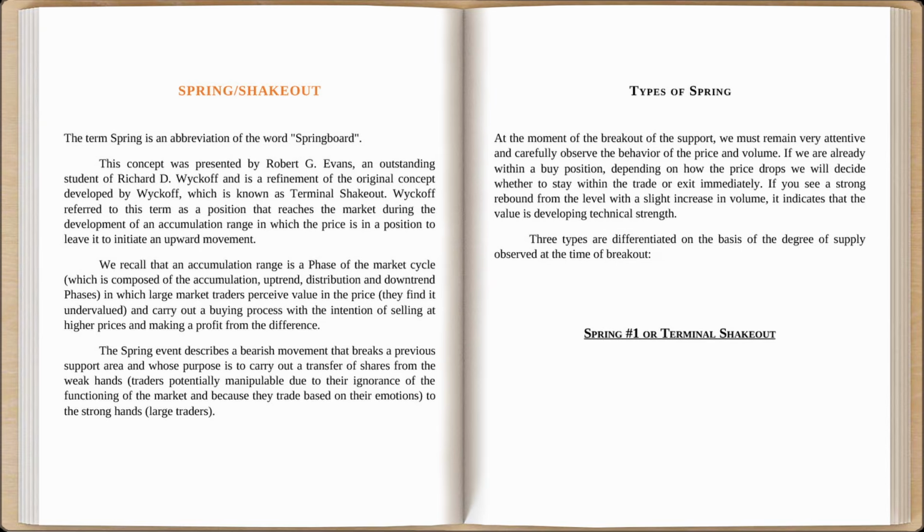We recall that an accumulation range is a phase of the market cycle, which is composed of the accumulation, uptrend, distribution, and downtrend phases, in which large market traders perceive value in the price, they find it undervalued, and carry out a buying process with the intention of selling at higher prices and making a profit from the difference. The spring event describes a bearish movement that breaks a previous support area, and whose purpose is to carry out a transfer of shares from the weak hands, traders potentially manipulable due to their ignorance of the functioning of the market, and because they trade based on their emotions, to the strong hands, large traders.